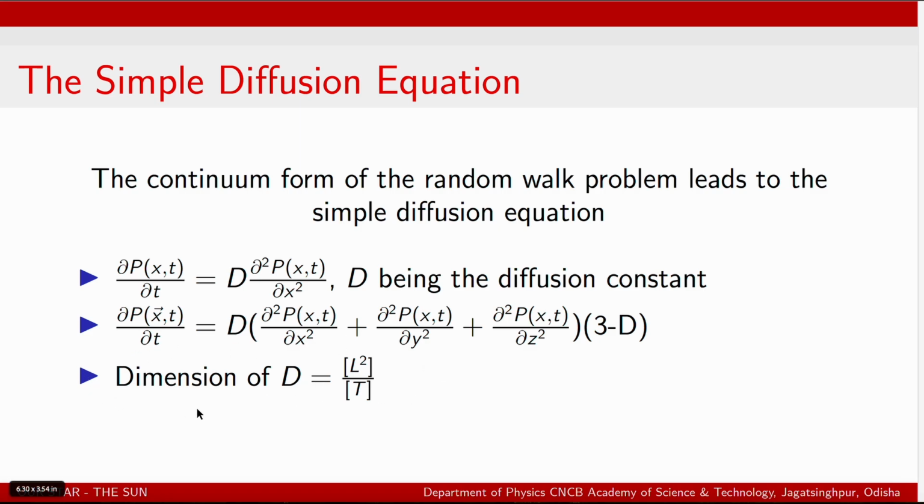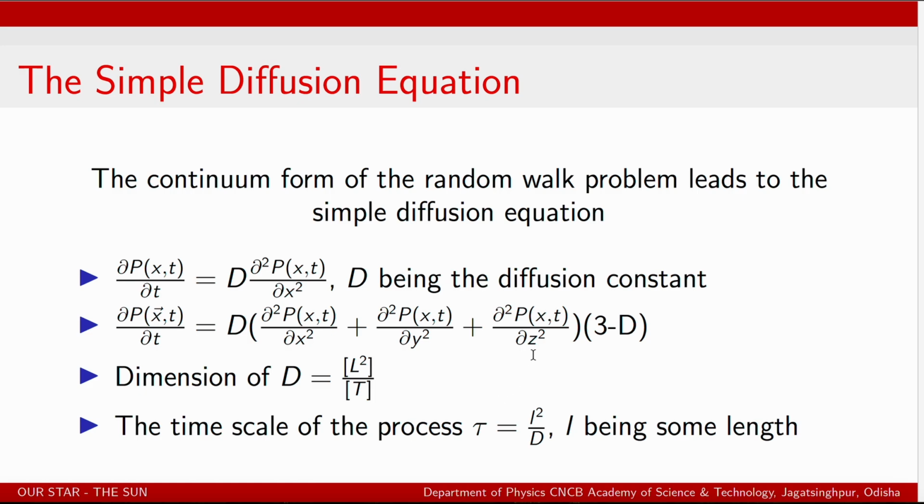Now we know what is the dimension of d. We can now construct a time scale from the dimension of d. So what does it mean? Suppose I am interested in how much time on an average it will take for a person or a particle to go a distance L through the process of diffusion. So we can say that the time that it requires goes as L square by d.